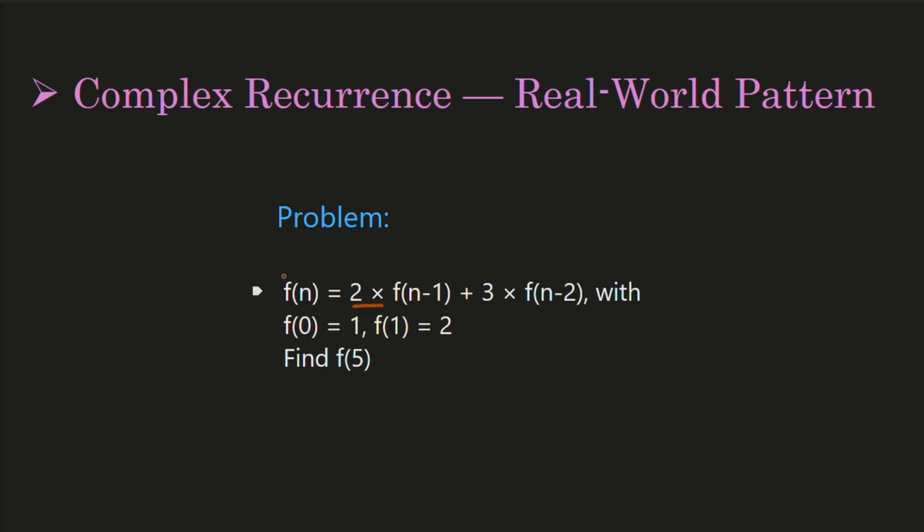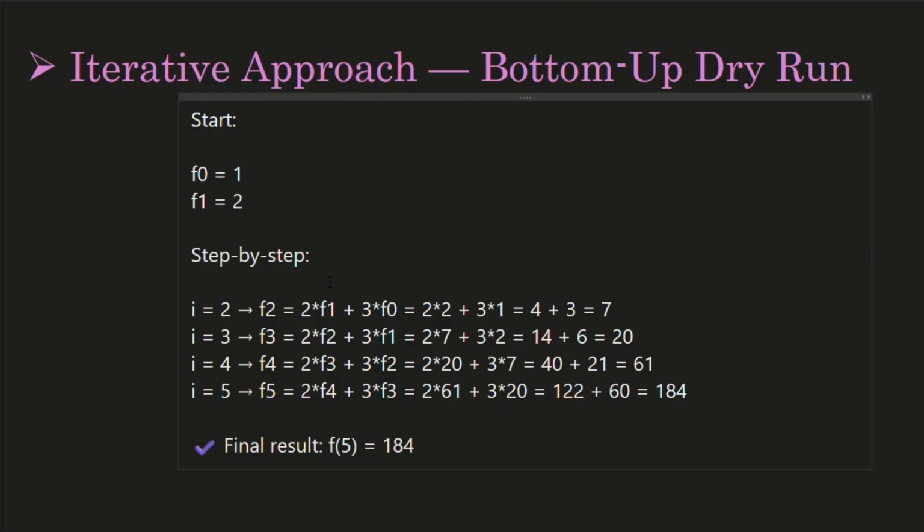Problem. f of n equals 2 times f of n minus 1 plus 3 times f of n minus 2, with f of 0 equals 1, f of 1 equals 2. Find f of 5. Iterative approach, bottom-up, dry run. We'll build the result using only the last 2 computed values, just like Fibonacci. Start. f0 equals 1. f1 equals 2. Step by step. I equals 2.